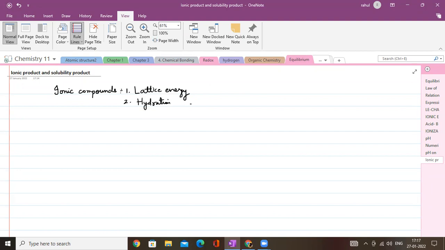Now, we have already done that for any ionic compound, if lattice energy is greater than hydration energy, the compound is said to be insoluble. I repeat, the compound is said to be insoluble. And if hydration energy is greater than lattice energy, we say that the compound is soluble in water.